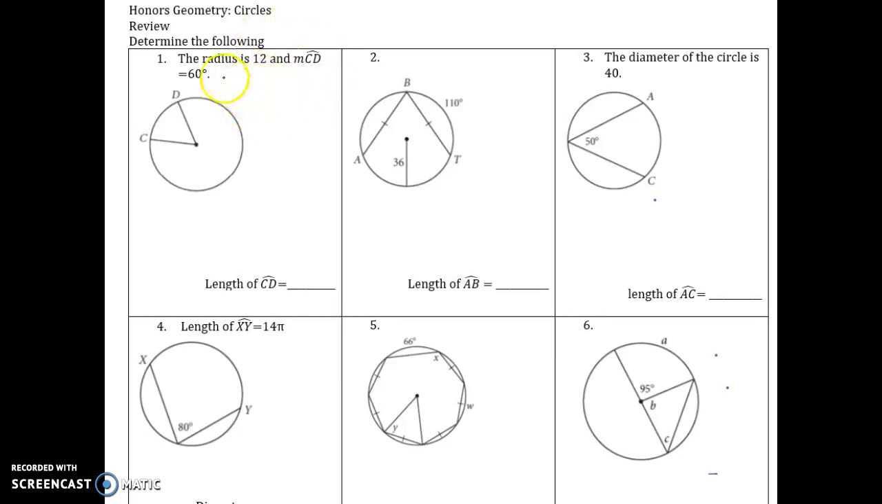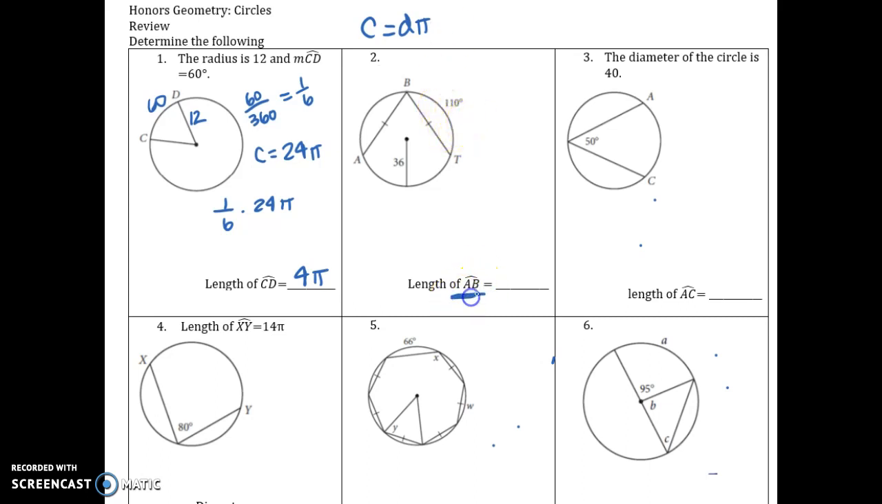Here we go. So the radius of this circle is 12, and the measure of arc CD is 60. If I try to figure out the fraction of my circle, 60 out of 360 is 1/6. The radius is 12, so the diameter is 24, which means the circumference is 24 pi, because circumference equals diameter times pi. So 1/6 of 24 pi would be 4 pi.